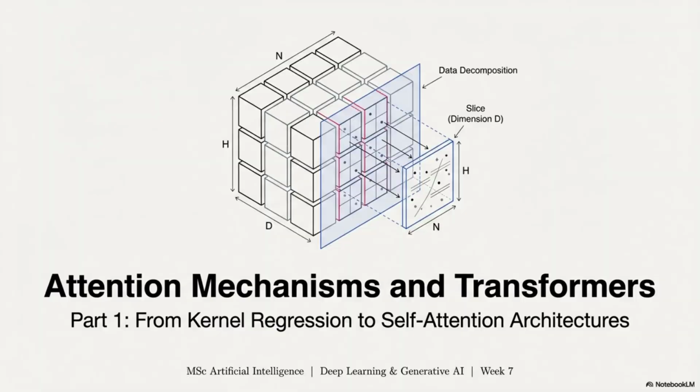All right, welcome to our Week 7 Explainer. This is part 1, where we're going deep on the concepts that power modern AI. We're going to start with the core idea of attention and build all the way up to the transformer architecture. Yeah, the engine that pretty much changed everything.